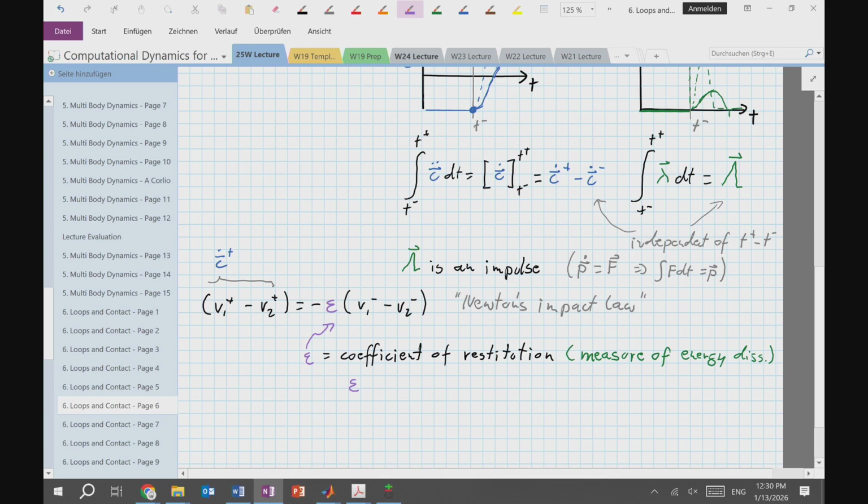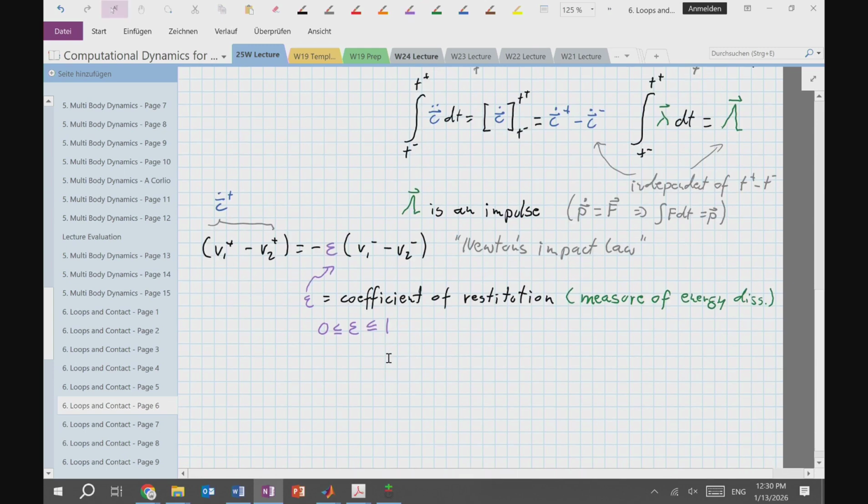What values of epsilon make sense? Positive. Has to be positive, or let's say non-negative. Otherwise, we have no separation of the particles, or they would keep intersecting each other afterwards. So it has to be positive and smaller than 1, right? Otherwise, we would get an increase in velocity, so we would basically gain energy.